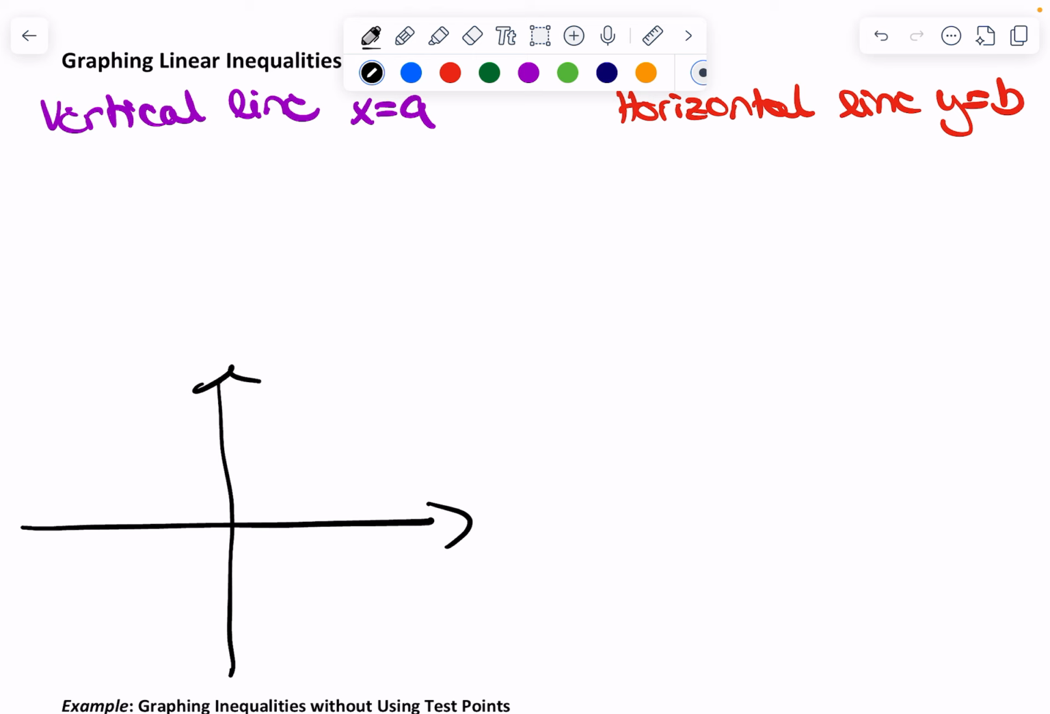There's the coordinate plane, and then here's our x equals a. I'm going to go ahead and do the same thing here.